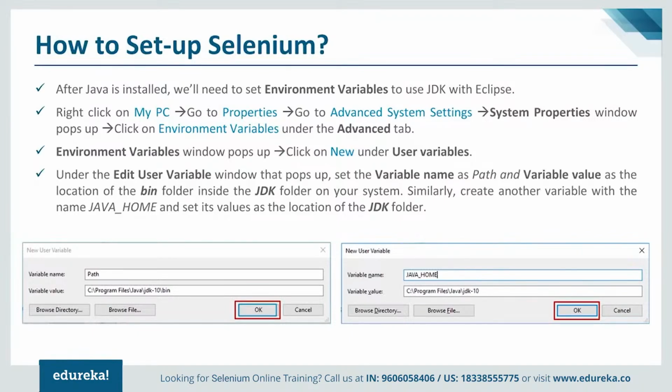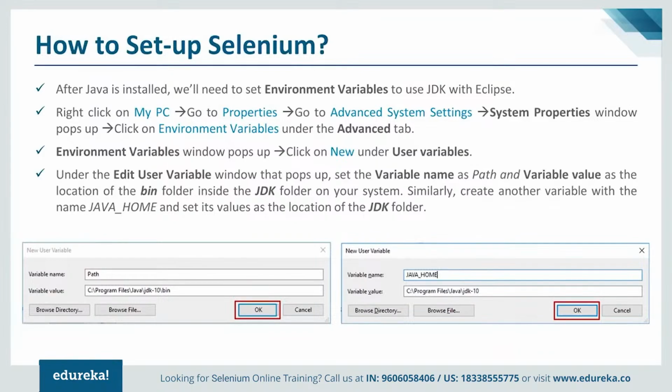Now under that window, go to the variable name and set it as path. And as for the variable value, you will have to find the JDK folder that has been installed on your system, go into it, and there must be a folder called bin, copy the location of the folder and paste it as the variable value for path. So basically we'll need the location of the bin folder in your JDK folder. So once you have done that, go ahead and click on OK and create another new variable in the same fashion and name it Java_home this time, and set the value of the variable as the location of the JDK folder on your system. So once you've done that, click on OK and you're done setting up your environment variables and you can use JDK with Eclipse.